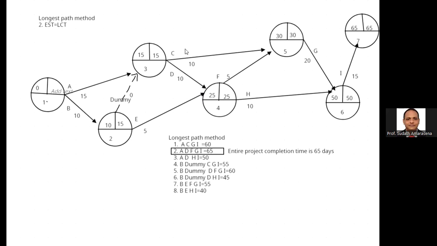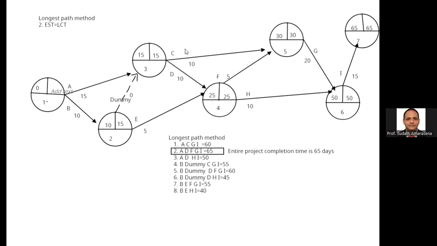Remember, when you calculate the earliest starting time, start from 0 and add the activity duration. If one event has more than one path, select the highest value: add and select the highest value. If you calculate the latest completion time, start from the last event, subtract the activity duration and select the least value. Subtract and select the least value, right?